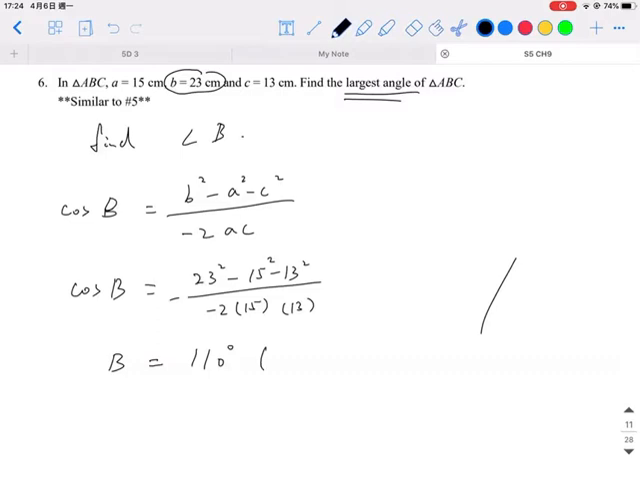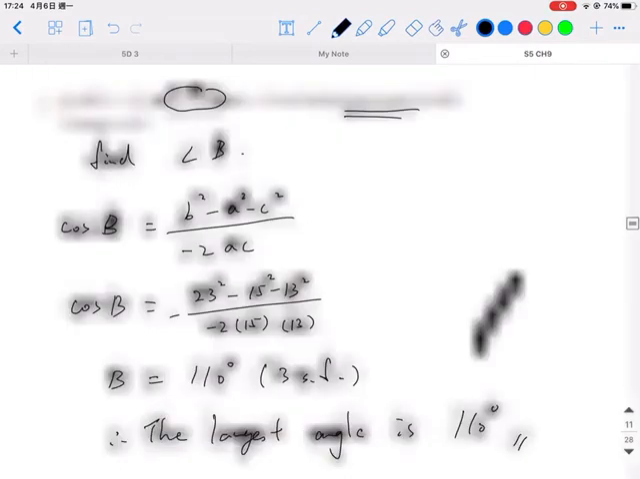Okay, so that means the largest angle is 110 degrees. Okay, so that's the end of worksheet 3.